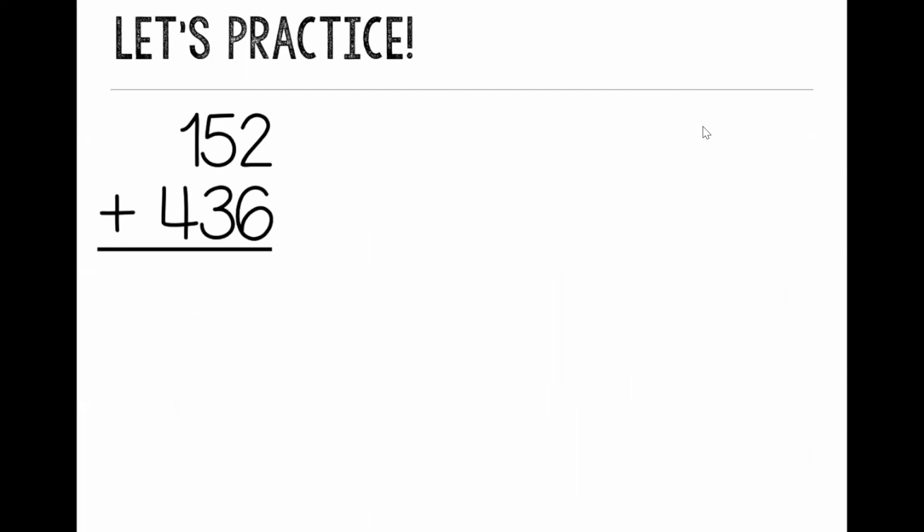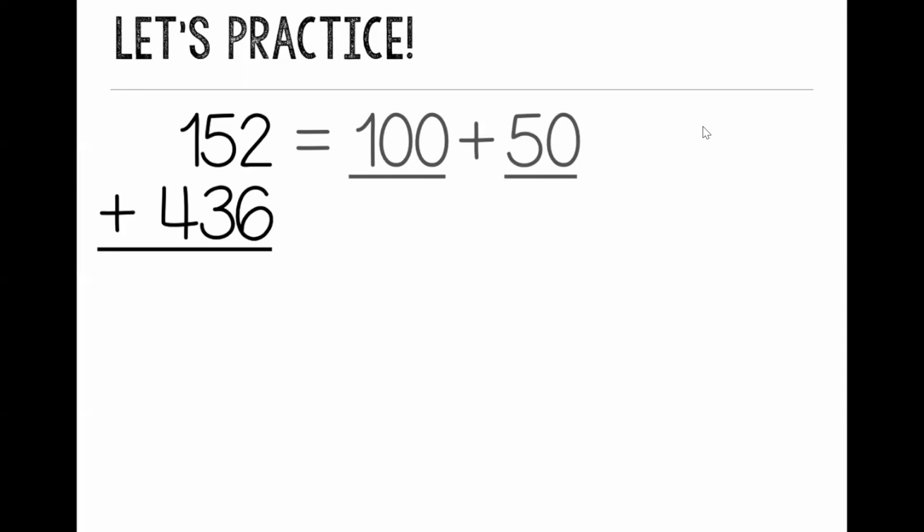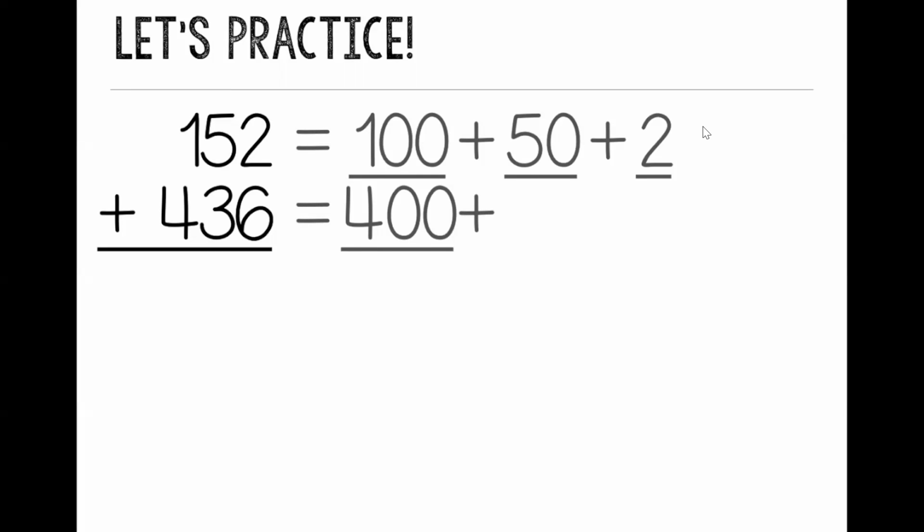So 152 in expanded form. I look first at the hundreds place and I see a 1. So that's 100. Then I look at my tens place. I see a 5, so that's 50. Then I look at my ones place, and there's a 2, so I have a 2. So 152 is the same thing as 100 plus 50 plus 2. Then I look at my other number, 436. In the hundreds place, I have a 4, so that's the same as 400. In the tens place, I have a 3, which is the same thing as 30. And in the ones place, I have a 6, so 6.